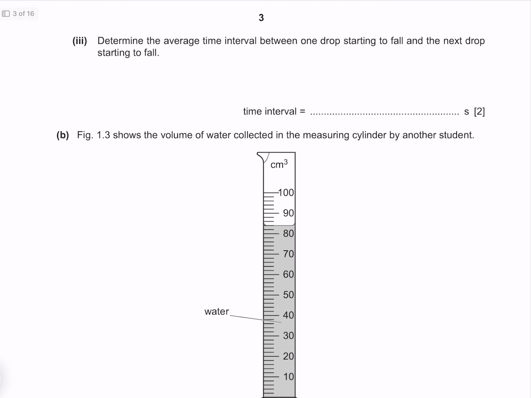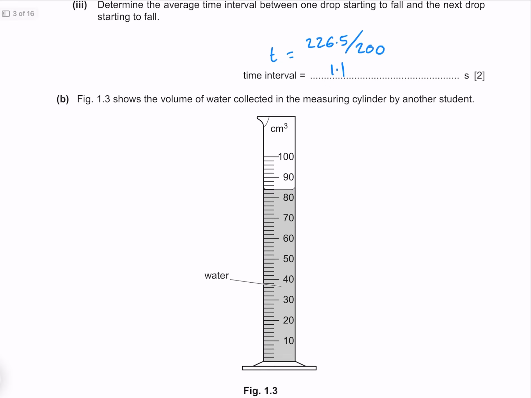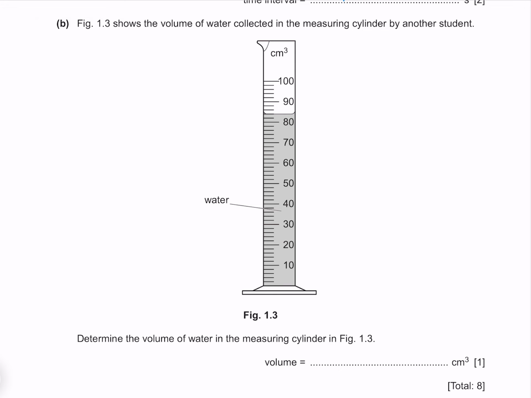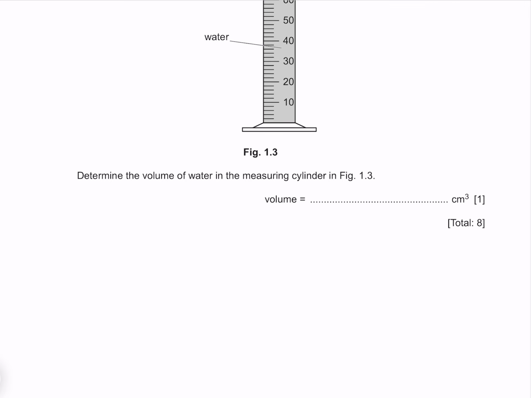Determine the average time interval between one drop starting to fall and the next drop starting to fall. For this, we need to take our total time of 226.5 and divide it between our 200 drops, which gives me 1.1 seconds to two significant figures. Figure 1.3 shows the volume of water collected in the measuring cylinder by another student. Determine the volume of water in the measuring cylinder in Figure 1.3.